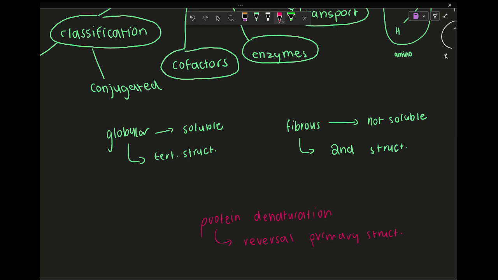All right, yeah, that was proteins. We're going to go on to nucleic acids after this.